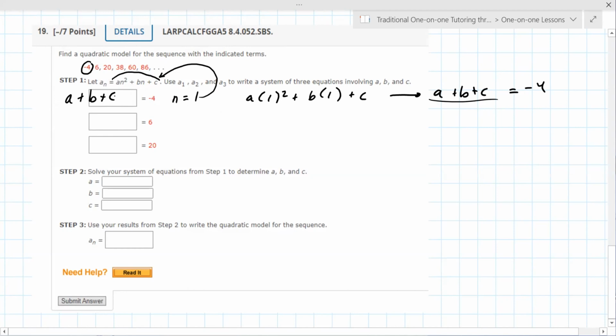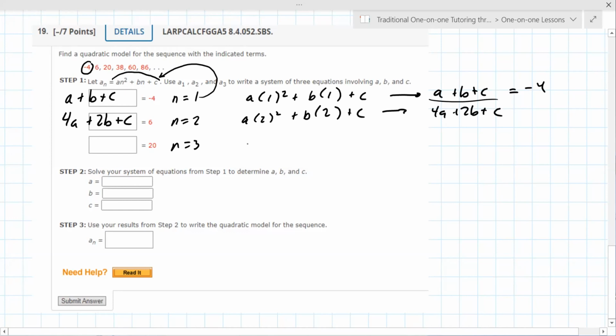Okay, great. So now the next one's when n equals 2. So it's a times 2 squared, I'm putting 2 in for n this time, plus b times 2 plus c. That produces 4a plus 2b plus c, and that's what goes here. And then the next one is when n equals 3: a times 3 squared plus b times 3 plus c, 9a plus 3b plus c.